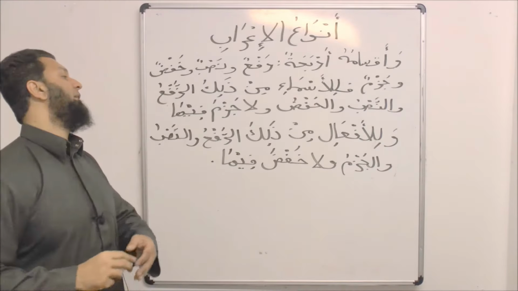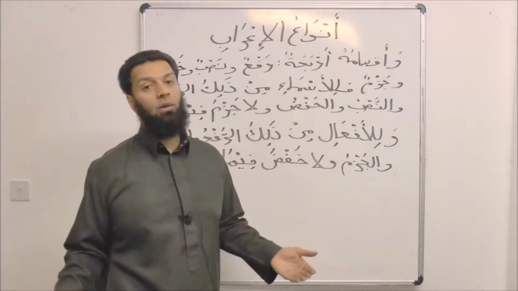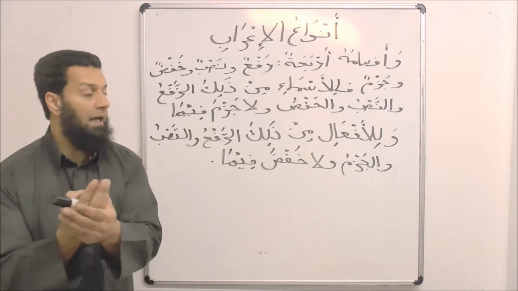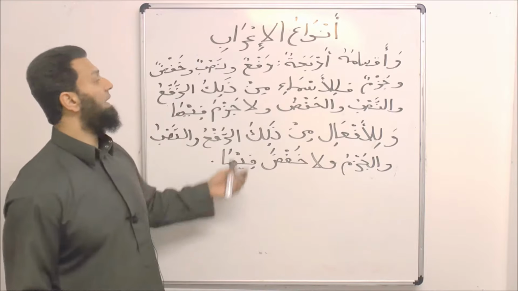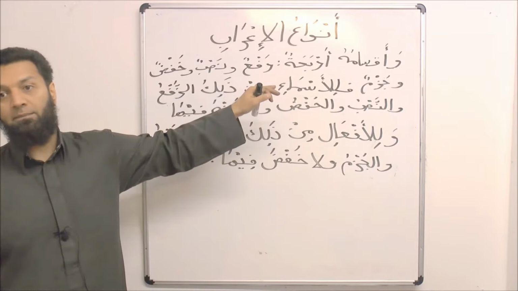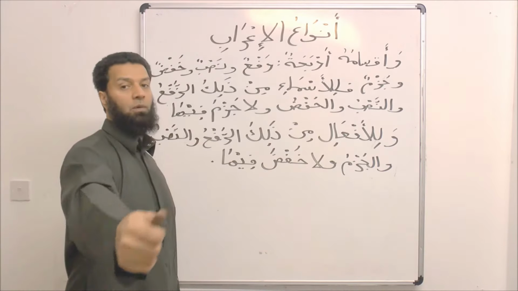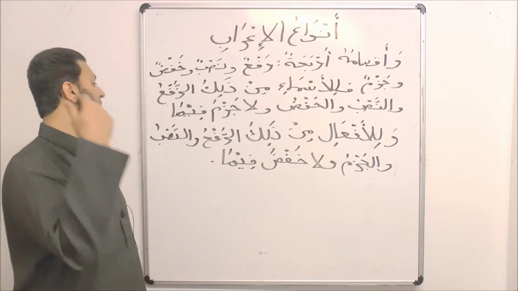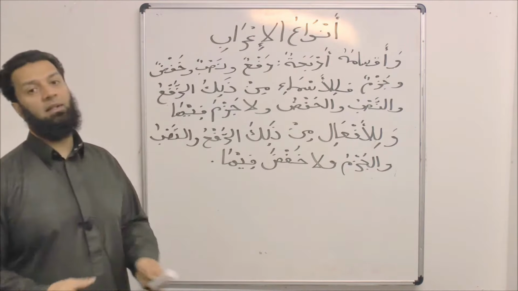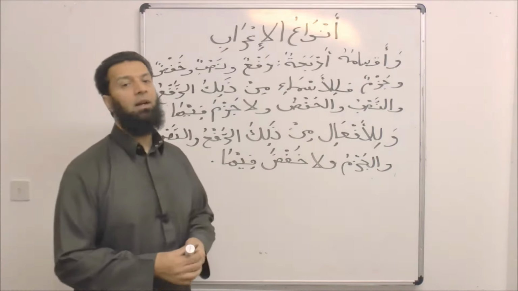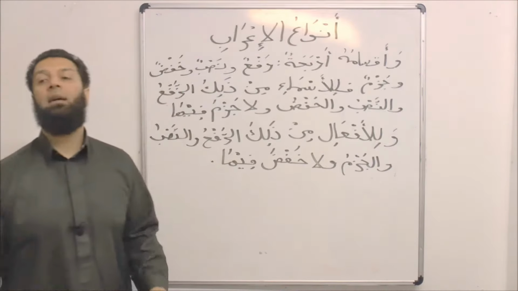حسناً وَلِلْأَفْعَالِ مِنْ ذَلِكَ. And so, for al-af'al, verbs, مِنْ ذَلِكَ, meaning those four categories: الرَّفْعُ وَالنَّصْبُ وَالْجَزْمُ وَلَا خَفْضَ فِيهَا. Al-raf', where do we see al-raf' in al-fi'l?